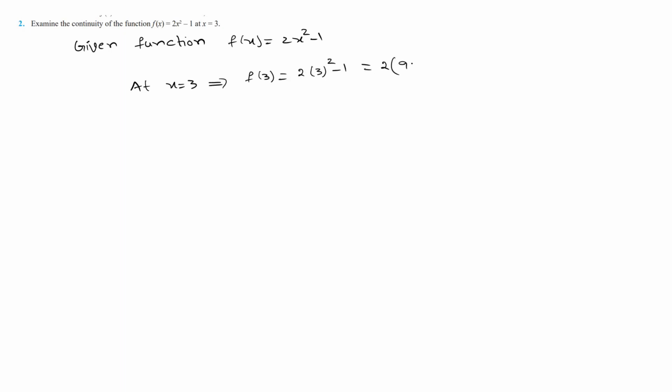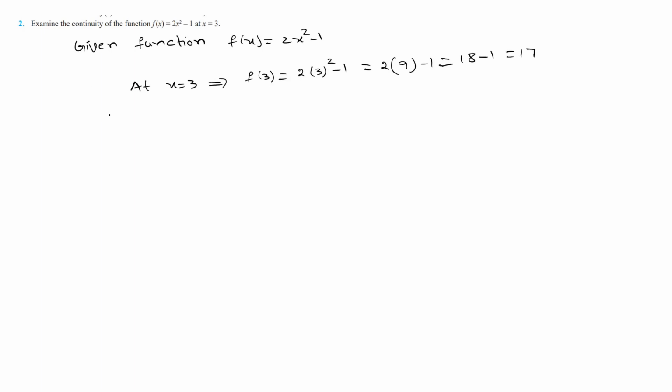Next, the question number 2 here. So examine the continuity of the function f of x is equal to 2x square minus 1 at x is equal to 3 here. So the given function f of x is equal to 2x square minus 1. So at x equal to 3 we are taking here. At x equal to 3, so f of 3 is equal to 2 into 3 square minus 1 is equal to 2 into 3 square will be 9 minus 1. 2 9s are 18 minus 1 is equal to 17 is the answer here.